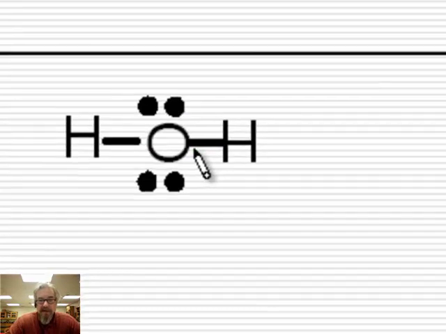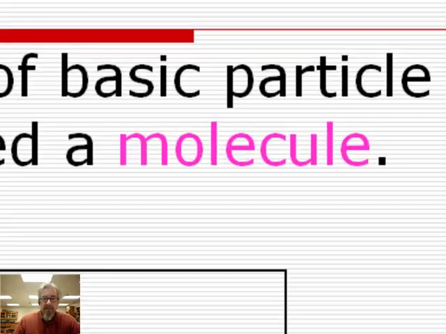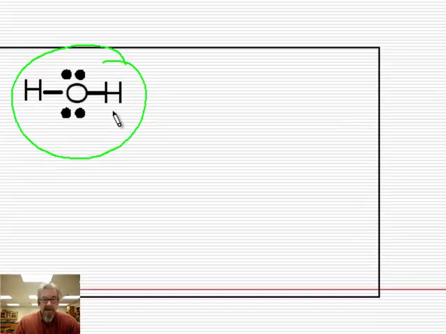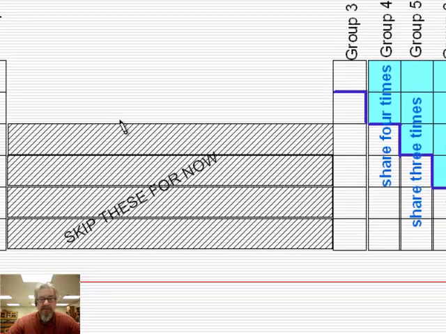This new type of basic particle that's formed when these covalent bonds occur is called a molecule. So this thing right here, that is what a molecule is. It's a covalently bonded little cluster of atoms.